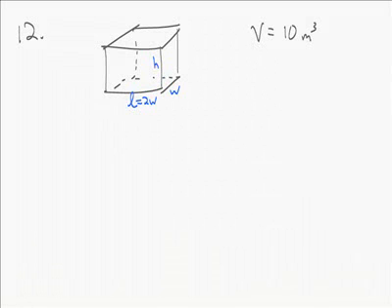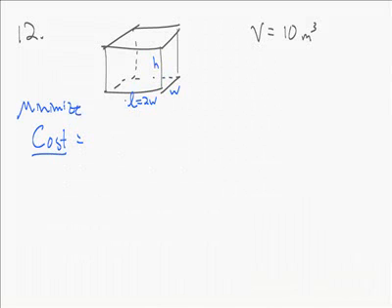Find the cost of materials for the cheapest such container. All right, well, let's see. What's the cost going to be equal to? The cost is what we're trying to minimize. We're trying to get the cheapest cost. So we are trying to minimize the cost.